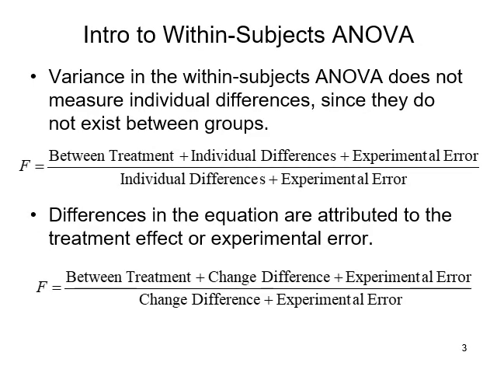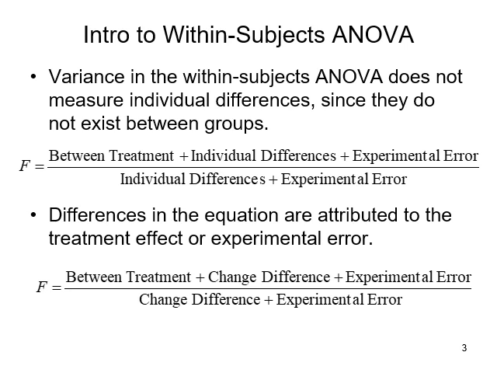So again, we've already talked about the variance in the within subjects ANOVA. It does not measure or estimate individual differences, since the statistics assume there are no differences between the groups. When we're looking at repeated measures ANOVA, we have that top equation: the between treatment effect, individual difference and error, divided by individual difference and experimental error. A lot of times, the individual differences is one of the larger numbers in this equation. The difference in the equations is attributed to the treatment effect or experimental error, which is all that we're looking at. So again, we have between treatment and change difference and experimental error, divided by change difference and experimental error.